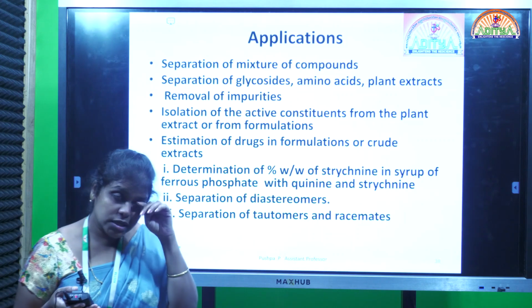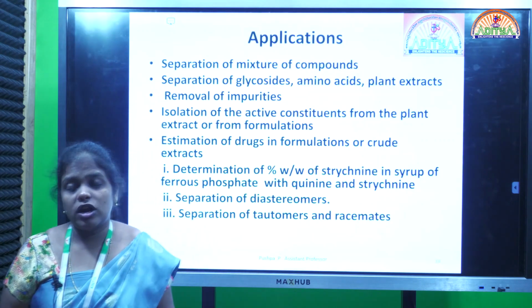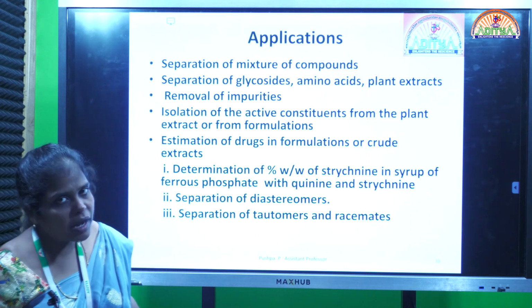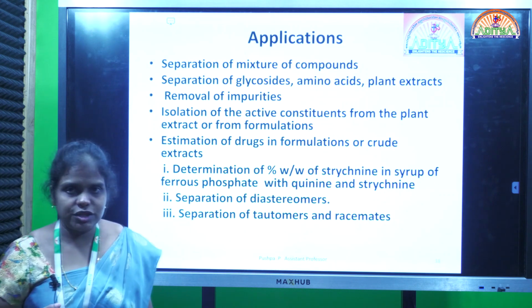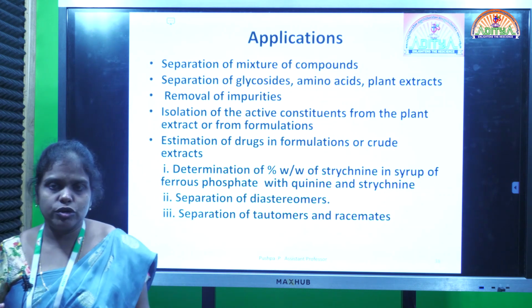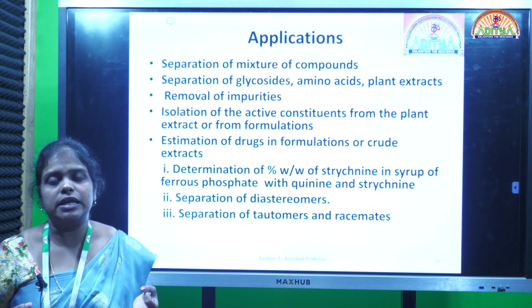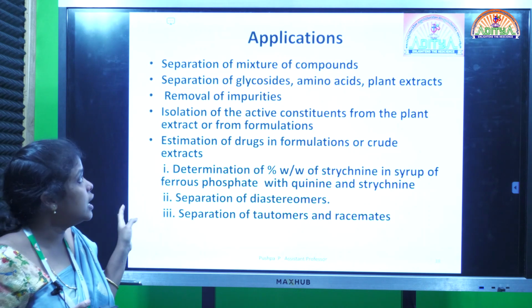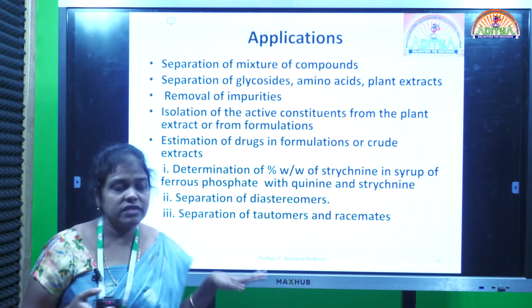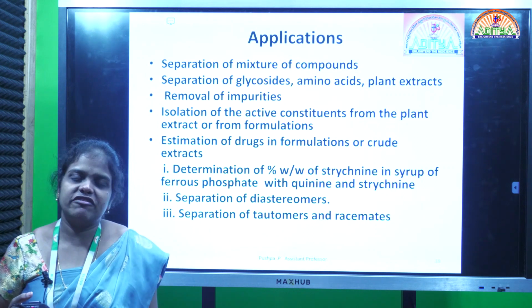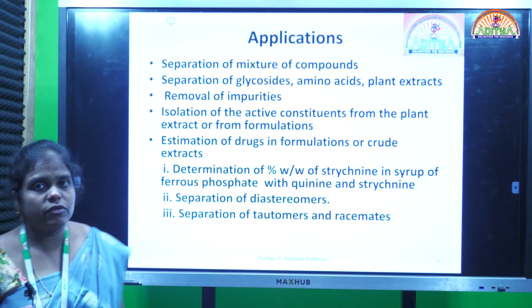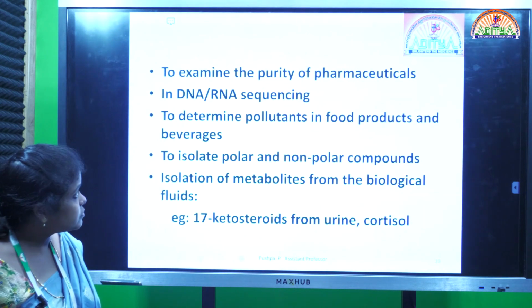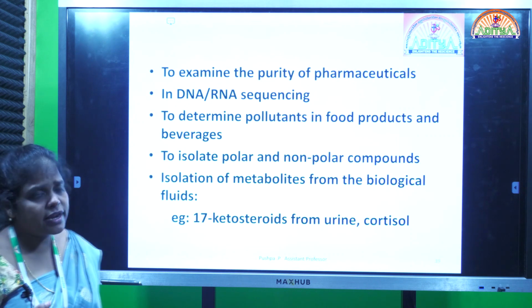And also this column partition chromatography, as already we have discussed in column adsorption chromatography, that column adsorption chromatography and also this column partition chromatography we can use for the separation of enantiomers, diastereomers, those are stereochemical compounds. We can separate them by using this column partition chromatography. And also it is used for the separation of tautomers and different types of racemic mixtures and different types of chiral compounds also. So these are the uses. And also it is used in DNA and RNA sequencing.